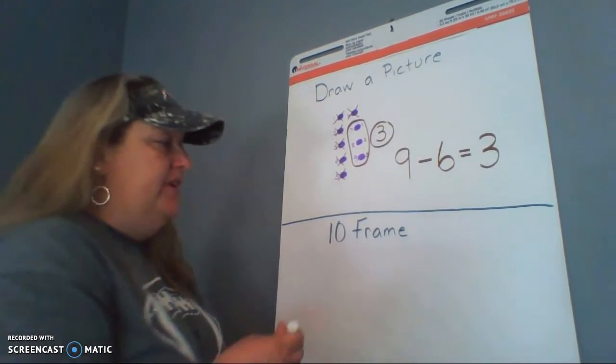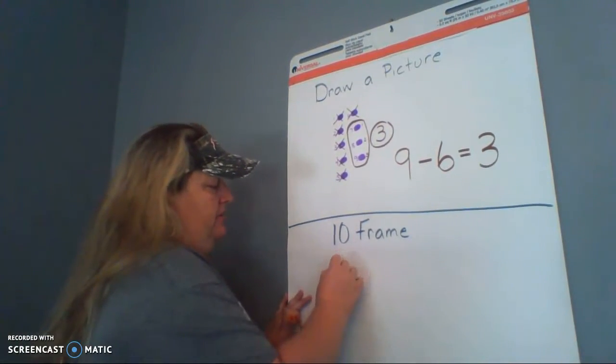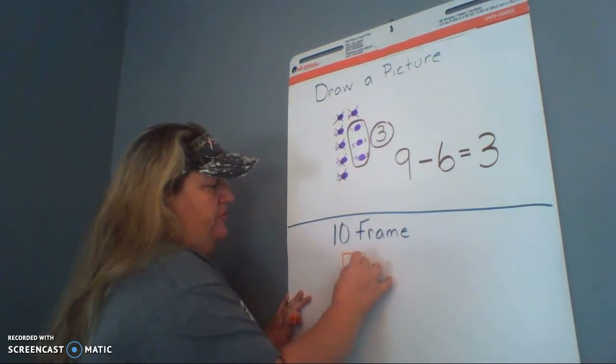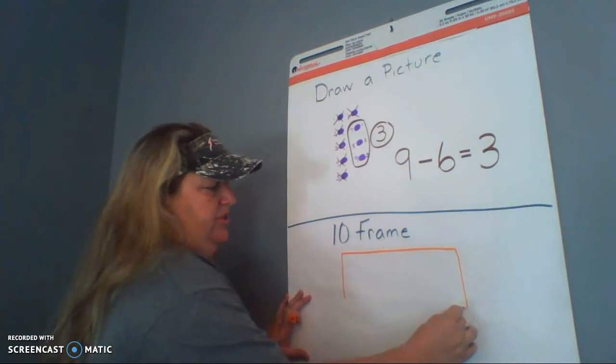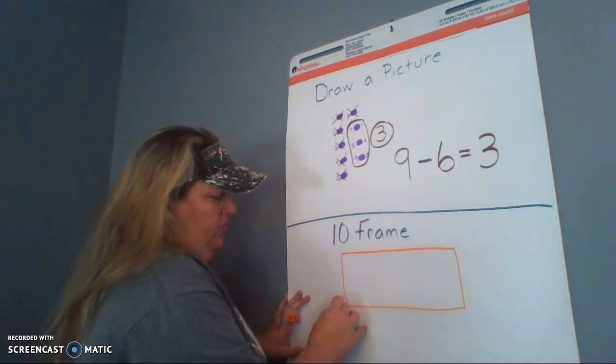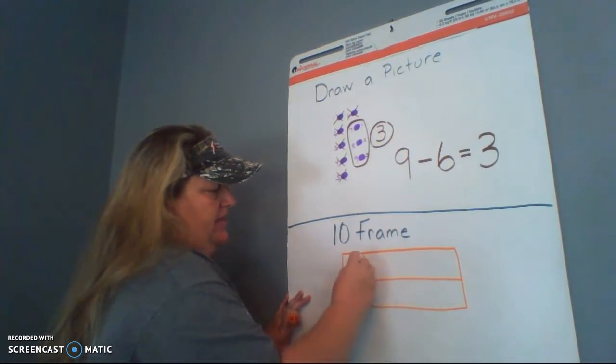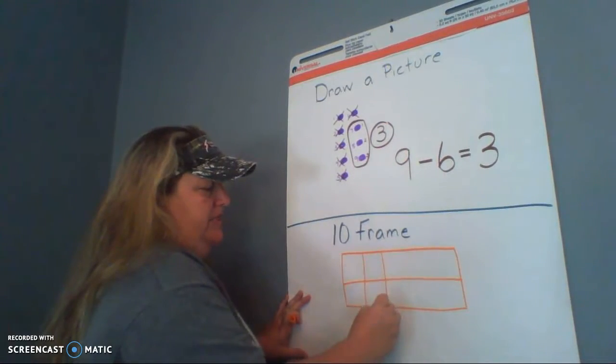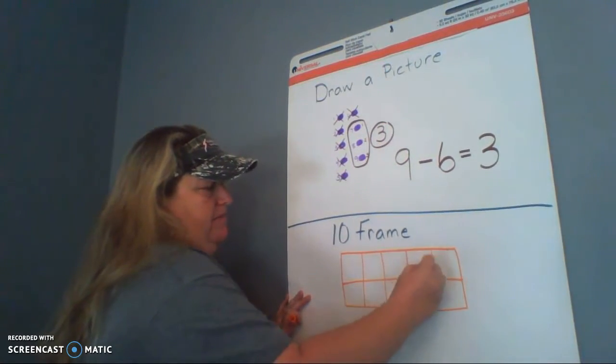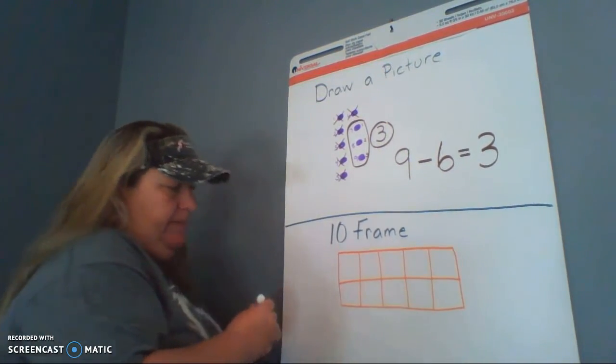Okay, the other strategy I'm going to show you is a 10 frame. Remember, when we draw a 10 frame, we make a rectangle. And a rectangle has 2 sides that are long and 2 sides that are short. Then I draw a line in the middle from the left to the right and 4 lines from the top to the bottom. And that gets me my 10 frame.